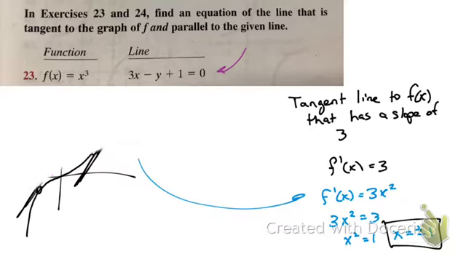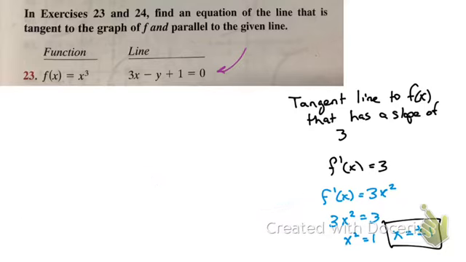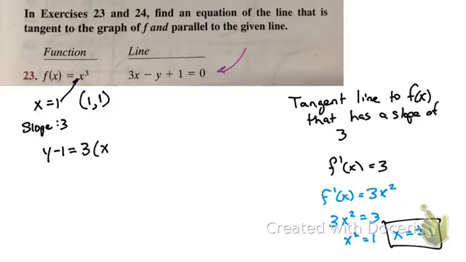What do I need to know to write the equation of a line? Let's do x equals 1 first. I need the slope, which I have. The slope is 3. We already knew that. I also need a point. I know the x, and it's really easy to get the y. If I plug 1 in there, I get the point (1, 1). So the tangent line at x equals 1 has a slope of 3 and goes through the point (1, 1), so it has the equation y minus 1 equals 3 multiplied by x minus 1.